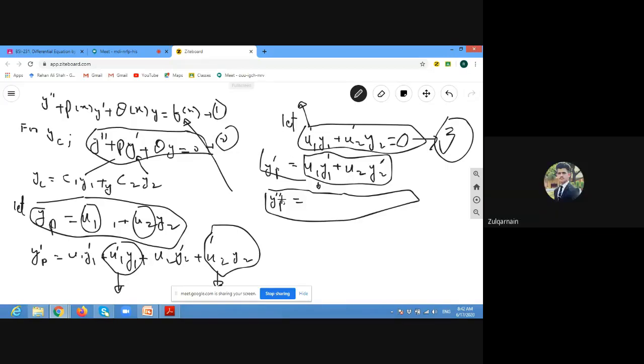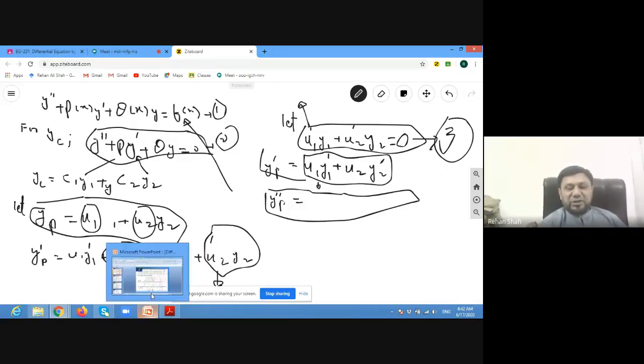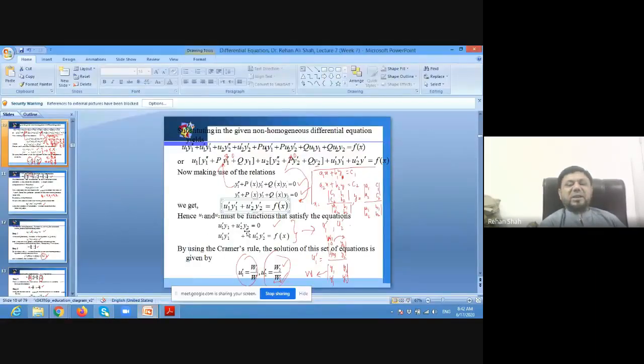Okay, so you will get this set of equations: u1 dash y1 plus u2 dash y2 equal to 0. This is our assumption that the sum of these two terms is 0. And the next equation is derived from the non-homogeneous equation. So now this is a set of equations. If you solve this set of equations, you will get u1 dash and u2 dash.